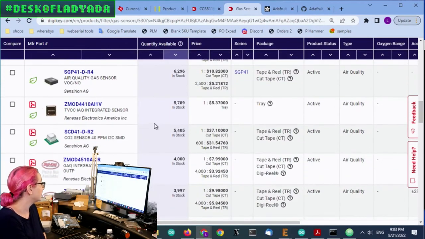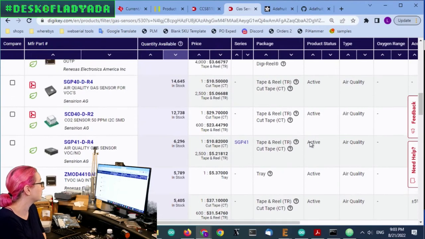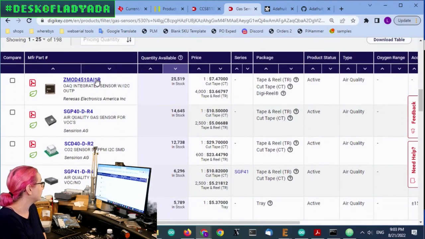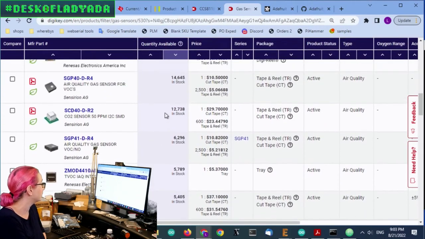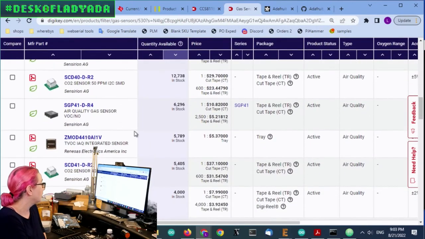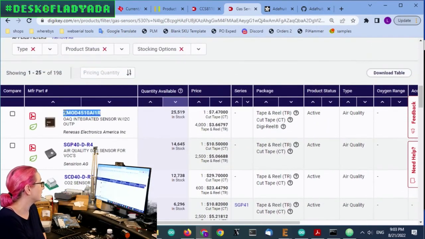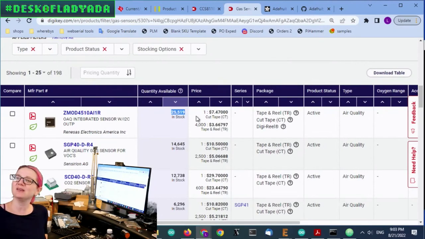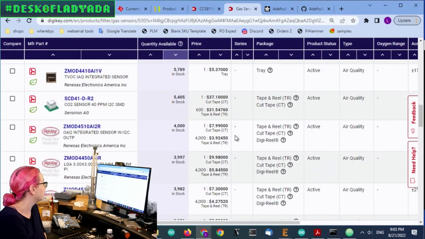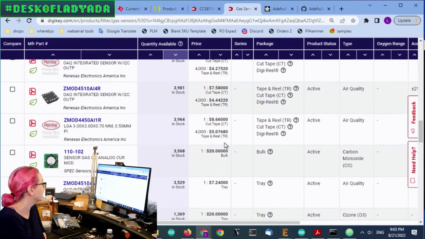There's the SCD40 CO2 sensor, which still made it through. And then there's the interesting Z-mods. I'd heard of these, but I'm fascinated whenever I see something with 25,000 pieces in stock at DigiKey, because it must be somewhat popular, since they would not stock that many of something if it wasn't. So I was interested in looking at this a little bit more, so I'll do that in a moment. And there's a couple in that family as well.